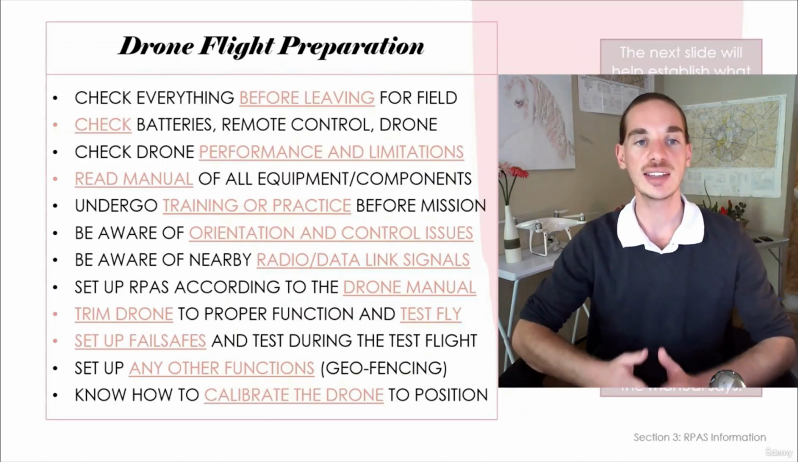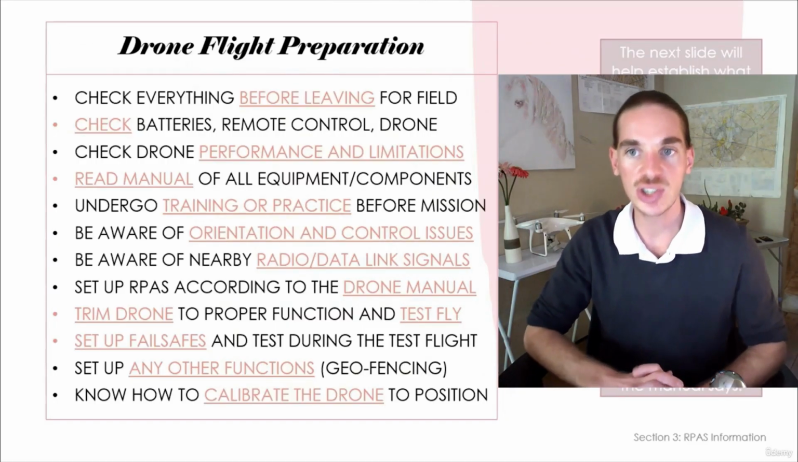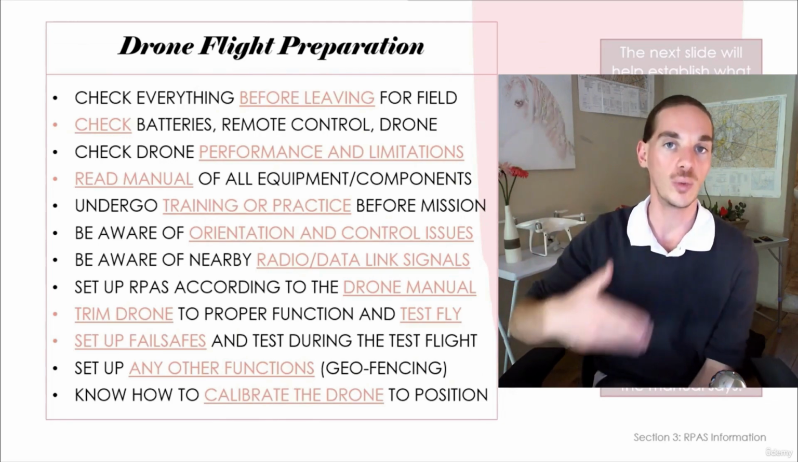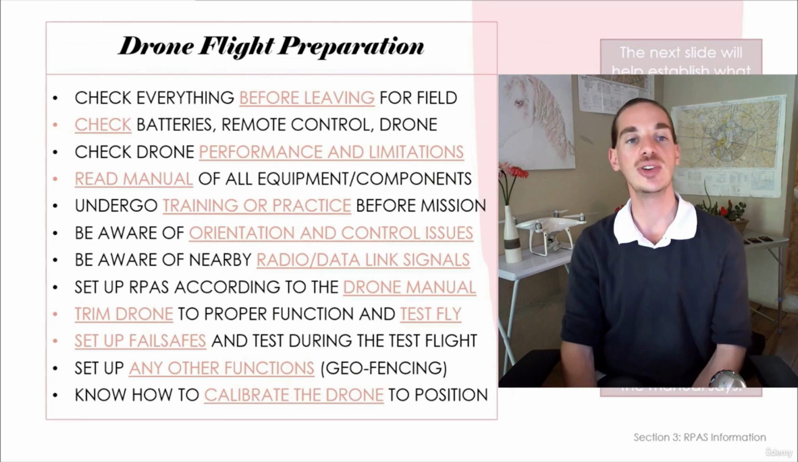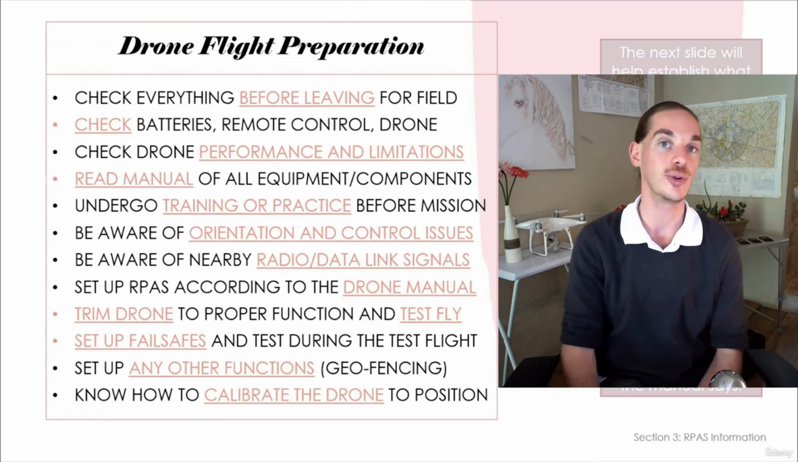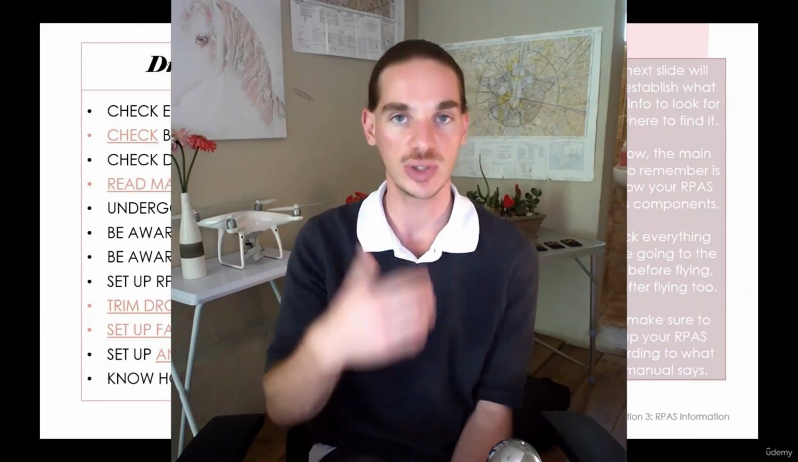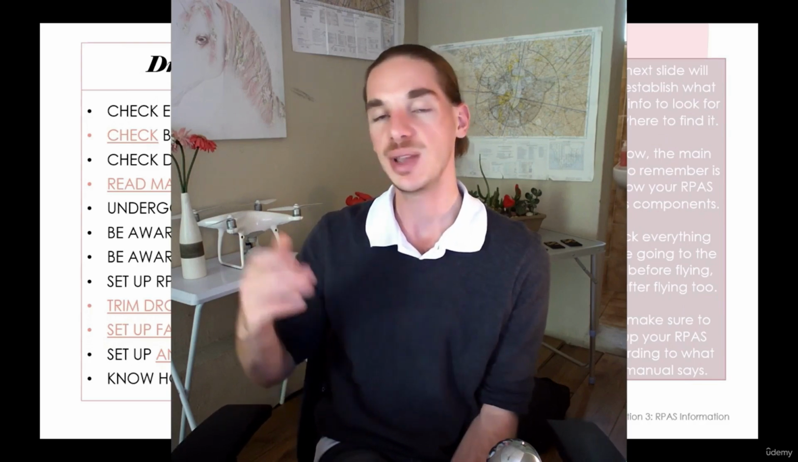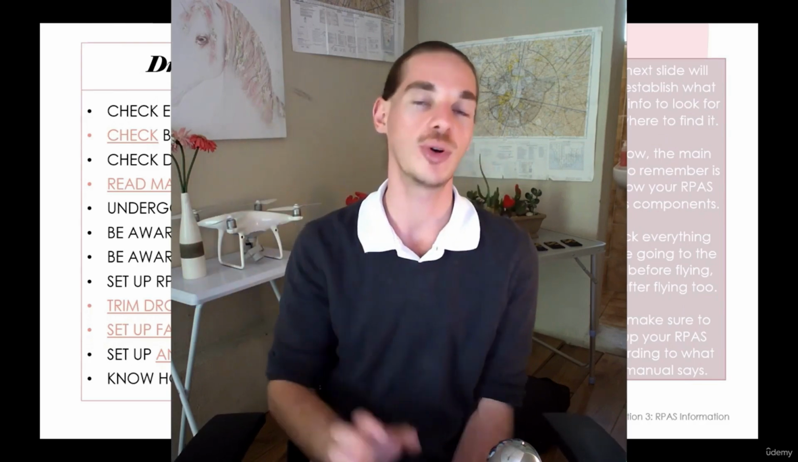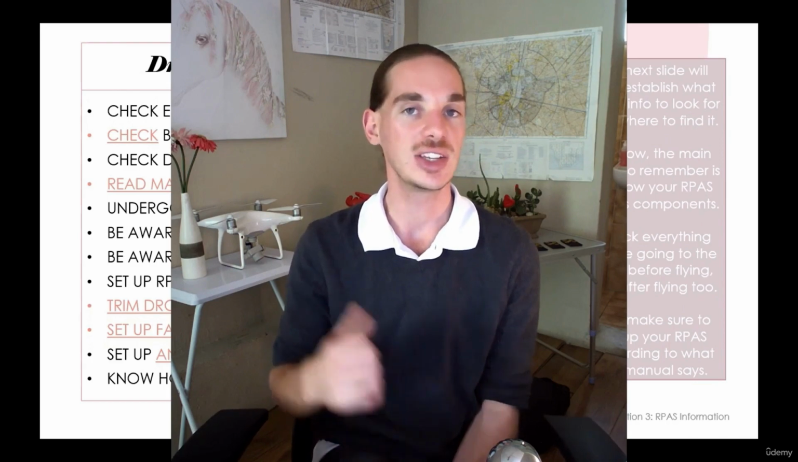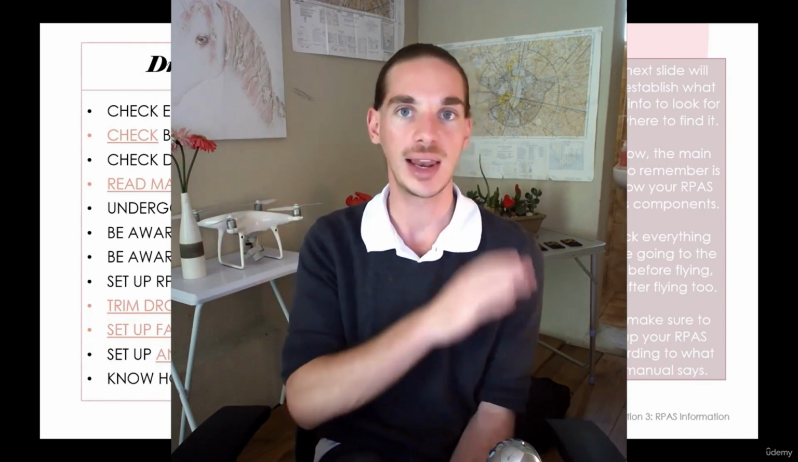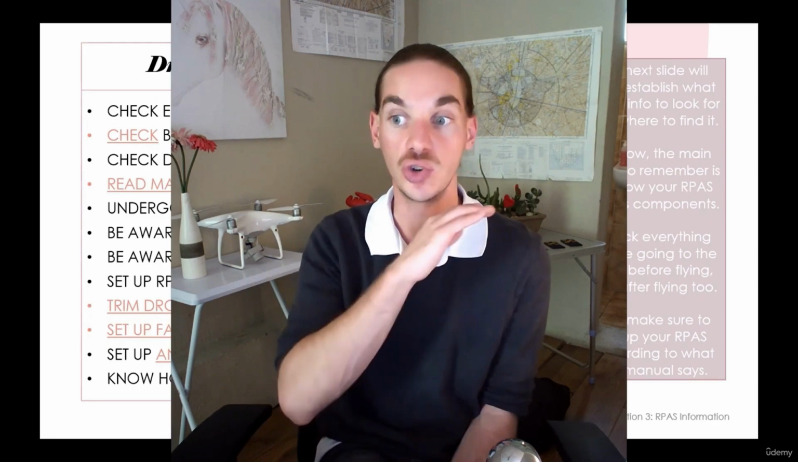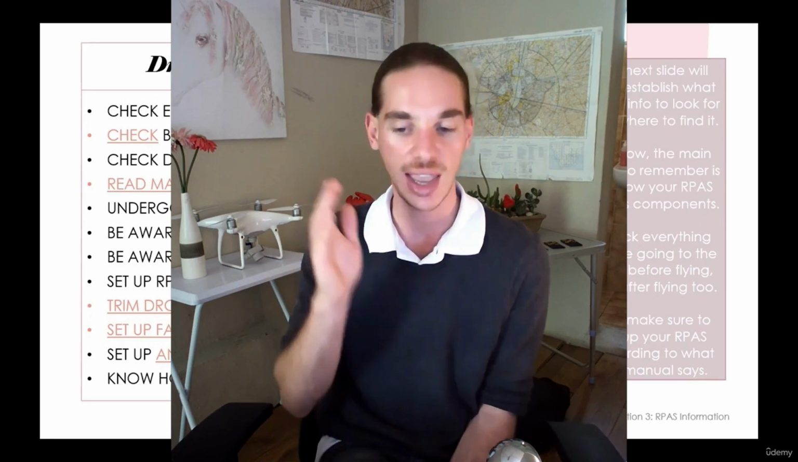On to drone flight preparation. This is just going to be telling you what we need to do in order to prepare for our flight. Firstly, you need to check everything before leaving for the field. You do a pre-flight check, which is where you check all the components of your drone, as well as your remote control, your propellers, backup propellers, batteries, backup batteries, your drone manual, your documents. You check every single thing.